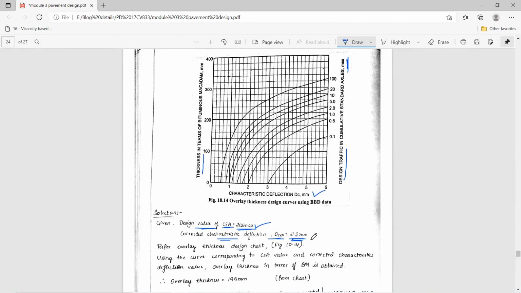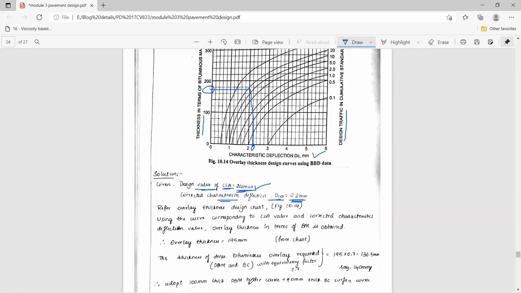Mark 2.2 on the x-axis first, deflection. So 2.2 will come at this point, right? Then our curve is 20.1 MSA. Here you can see the 20 curve, the curve which represents the 20 MSA traffic. From this point, you draw a straight line to the 20 MSA curve. Again, from this point, you draw back to the y-axis in order to know the thickness. Somewhere it will intersect here. That value I considered as 195 mm.